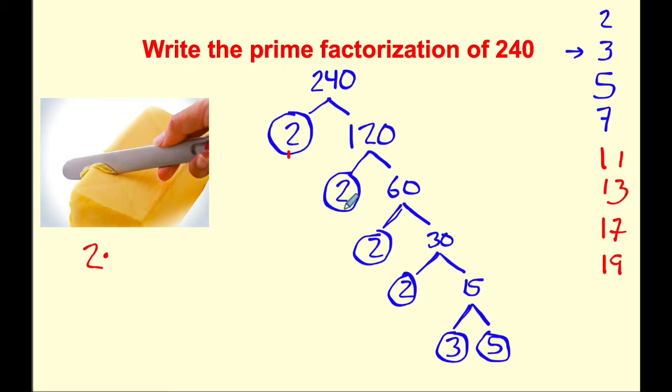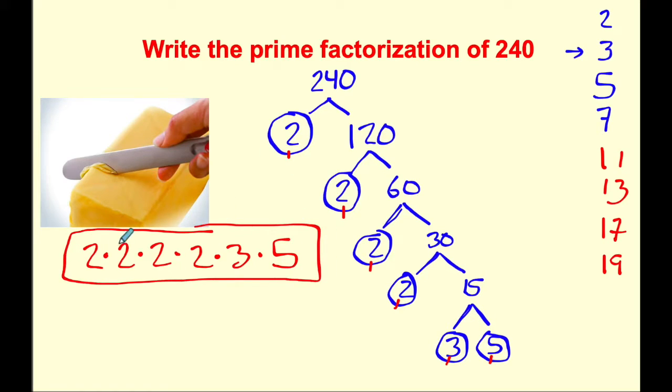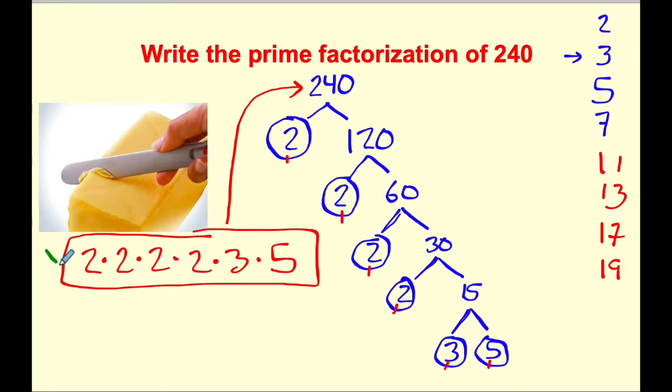2 times another 2. 2 times 3 times 5. Technically, this is our answer. These numbers, when multiplied together, will create 240. What we've done is we've broken it down into its prime factors. Now, there is a better way of writing this, so this is technically not correct yet.